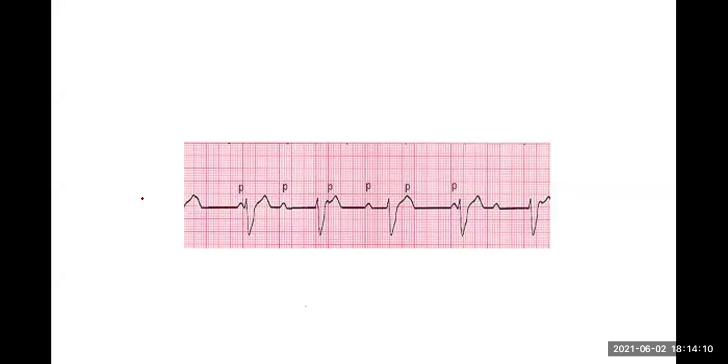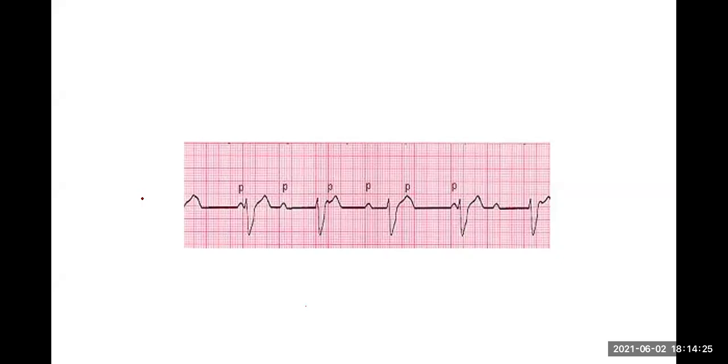Third degree block, none of them go. None of them go. Vinod Prasant is asking an important question. How do you differentiate ratio block from atrial flutter? Yes, very good question. It's all by the shape of the P wave, Vinod Prasant.